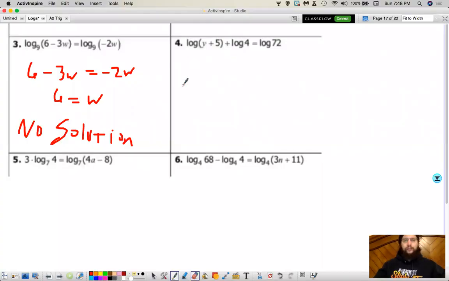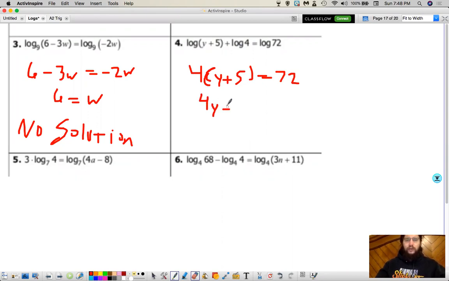And we're back. So if we look at this next one, notice we have more than one log, right? Guess what? Use your log rules. We're adding, so we're multiplying the arguments. 4 times y plus 5 equals 72. Distribute or divide, I don't really care which way you want to do it.